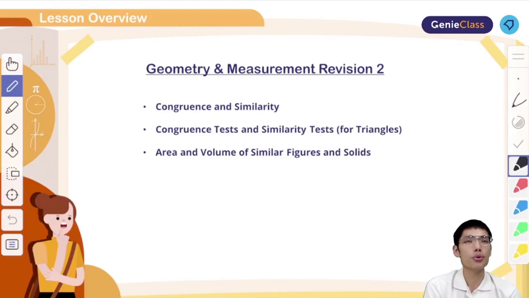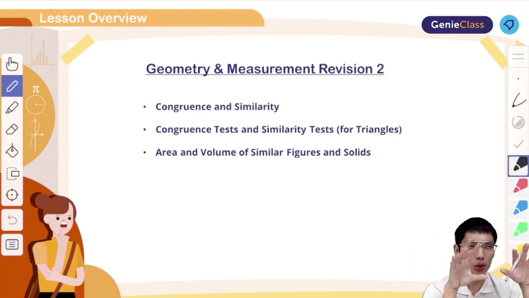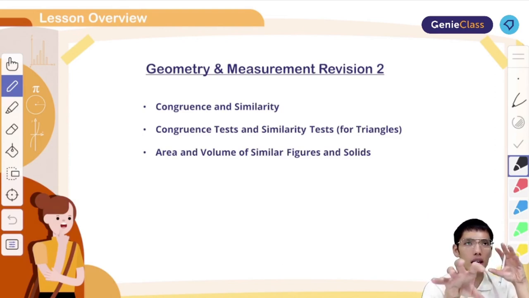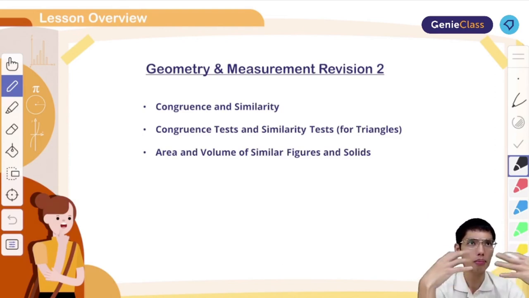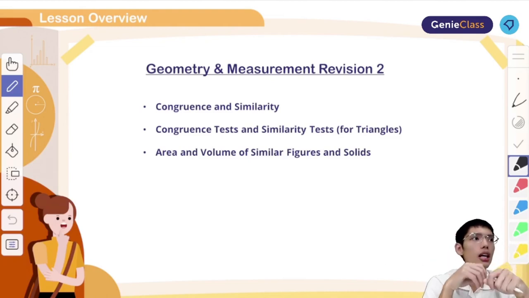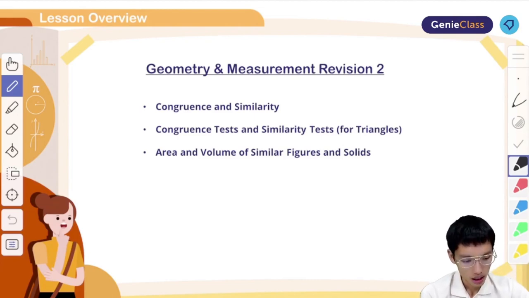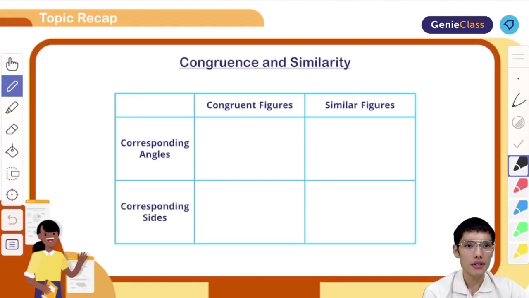And today, as usual, we are going through more revision lessons, but this revision lesson is going to be very interesting. If you have seen questions on your side, the concepts might be segregated by themselves, like congruence and similarity by themselves, and the test by themselves. But you are going to see what happens when all of the concepts are combined, and it's going to be a little bit harder. Nevertheless, let's see how we can get them today. First, let's have some revision.